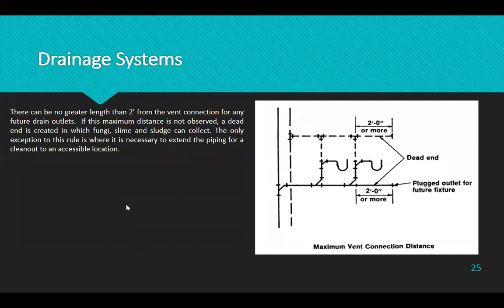So, there can be no greater length than 2 feet from the vent connection for any future drain outlets. So, kung meron kang abang, dapat maglagay ka ng 2 feet. If this maximum distance is not observed, a dead end is created in which fungi, slime, and sludge can collect. The only exception to this rule is where it is necessary to extend the piping for clean out to an accessible location.